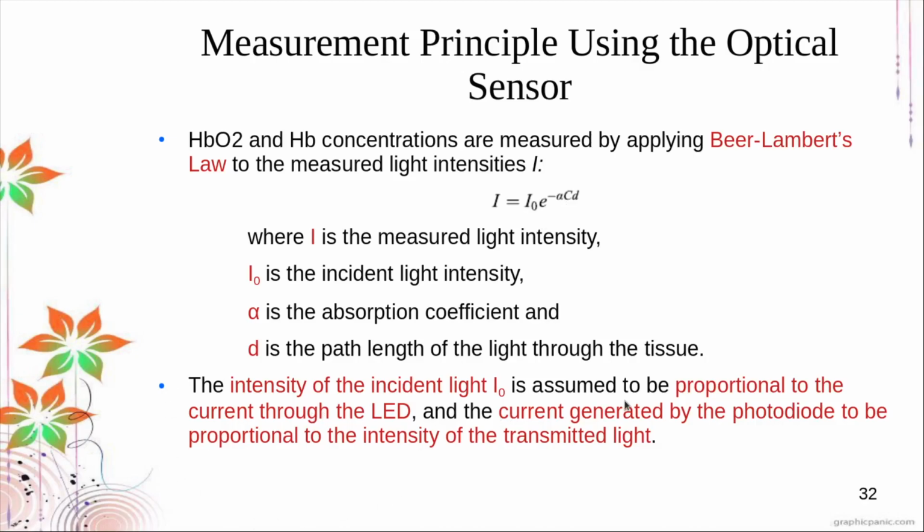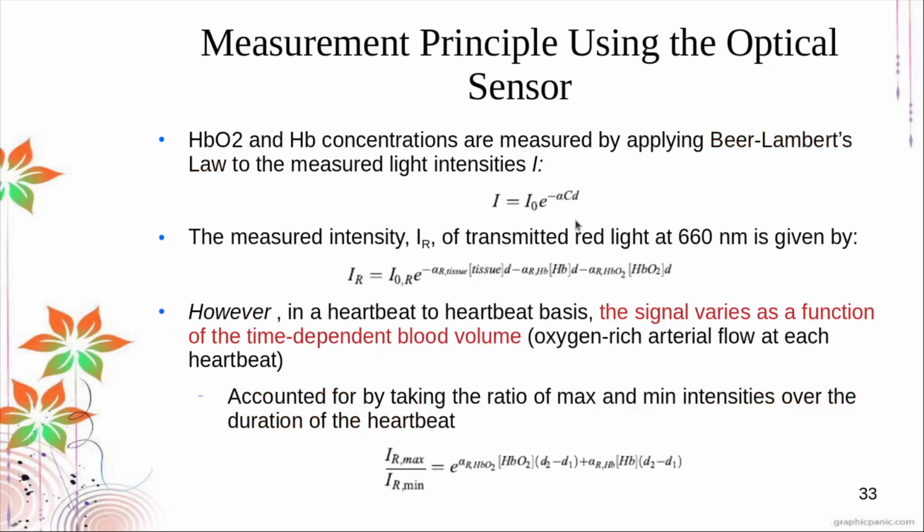The intensity of the incident light is assumed to be proportional to the current through the LED device, and the current generated by the photodiode is proportional to the intensity of the transmitted light. So you now have the idea on how to get your concentration. The application here is very similar to the application of UV-Vis spectrophotometers. The measured intensity of transmitted red light at 660 nanometers is given by the differences in the tissues, hemoglobin, and oxygenated hemoglobin.